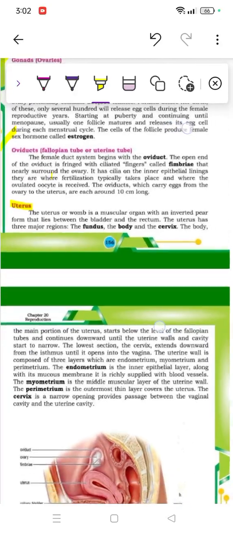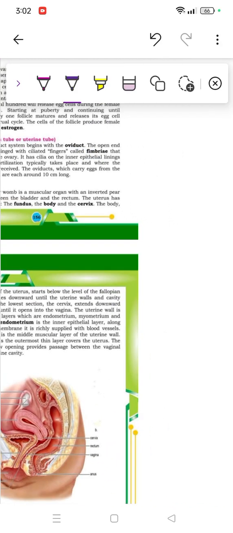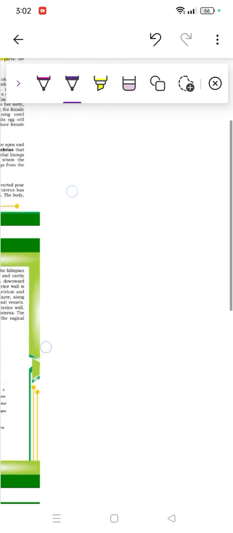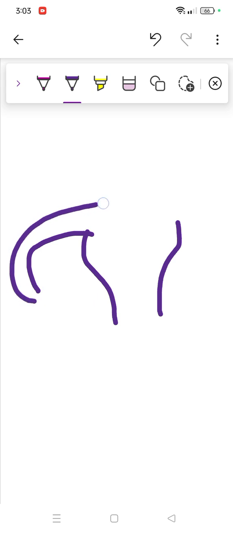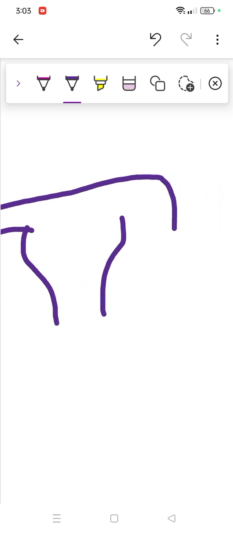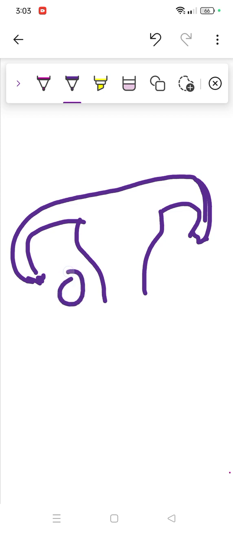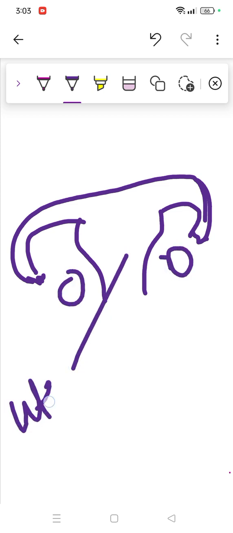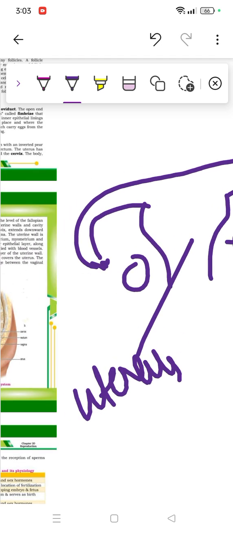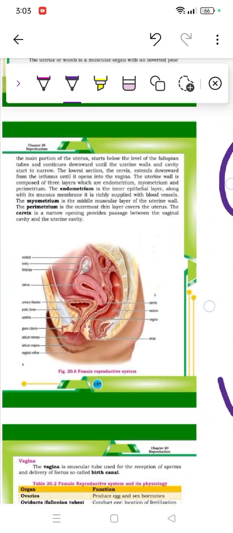So let's see the uterus. First thing you will see is what kind of structure it is. If I simply make this, this is going to be the uterus. Over here you have fimbriae and other structures. Here we have the egg. So this main part is the uterus, which we are going to discuss. Otherwise here comes the oviduct, which we discussed in the last video. So let's see what's written.